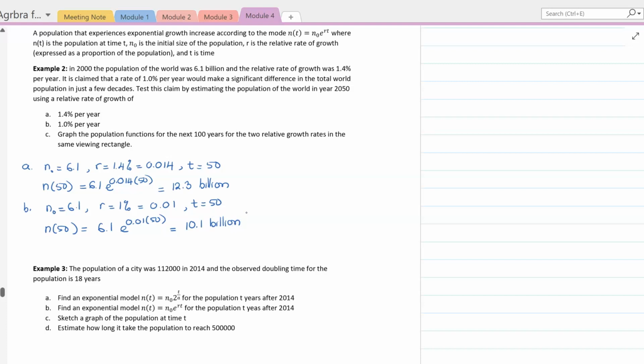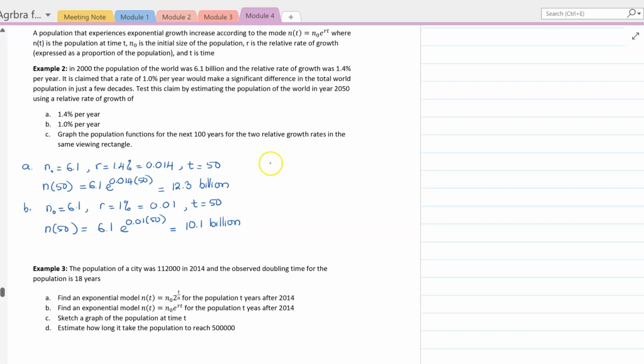So just looking at these two numbers, the difference here is 2.3 billion. That is a lot of people on Earth. So it definitely makes a difference if the relative rate of growth is 1% instead of 1.4%.